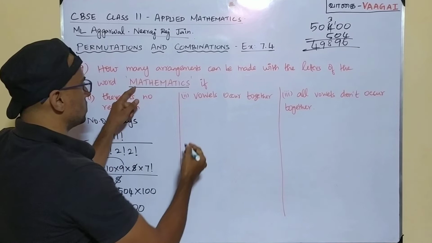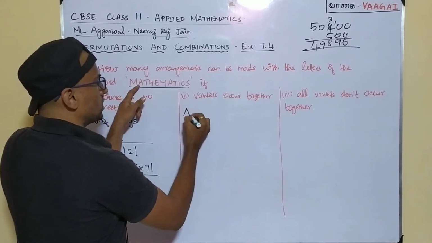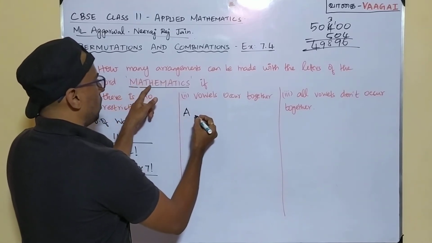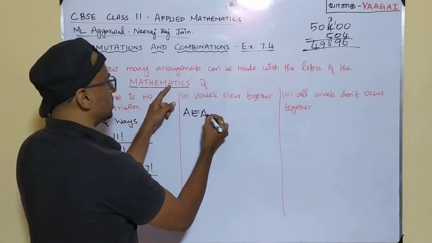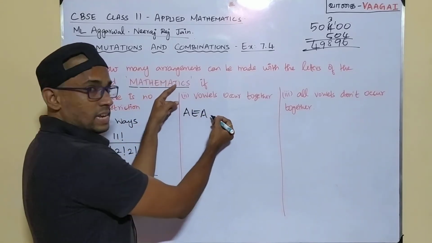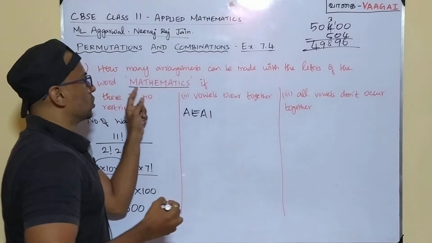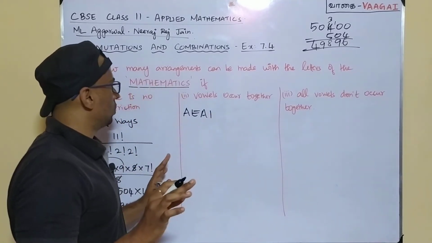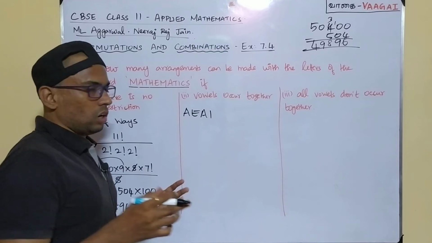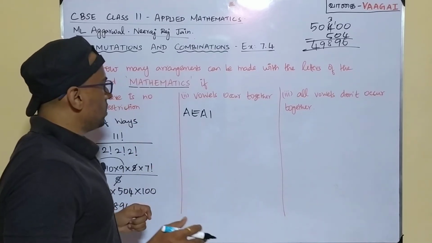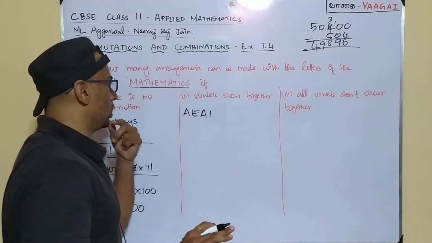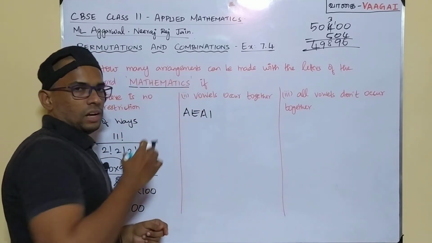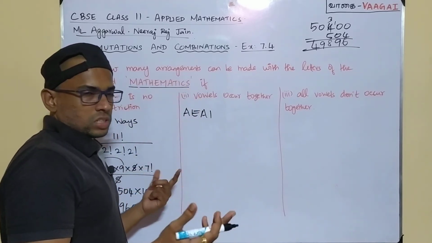So what are the vowel letters here? A is a vowel, then next E is a vowel, then M, then one more A is there, that is a vowel, and T is there, and I is there, I is a vowel. So A, E, A, I, that's it. No other vowels are there, right? The rest are all consonants only. So these vowels should be together. This is going to be the condition. And the other letters are all going to be consonants.